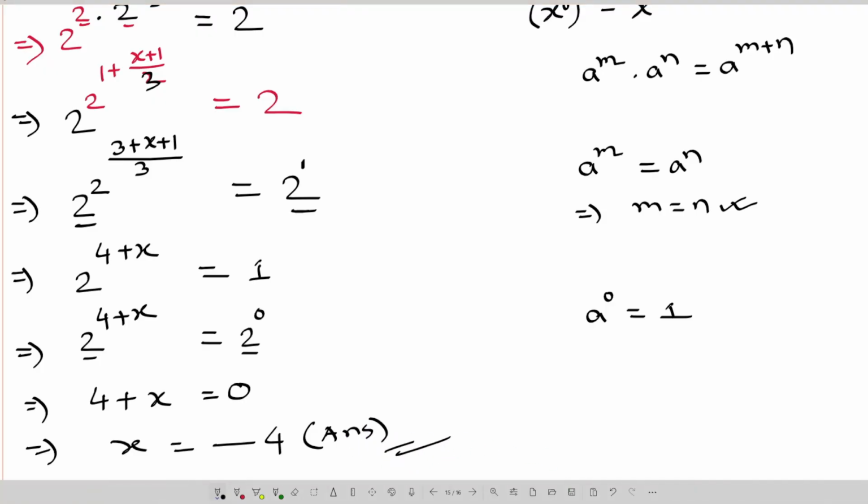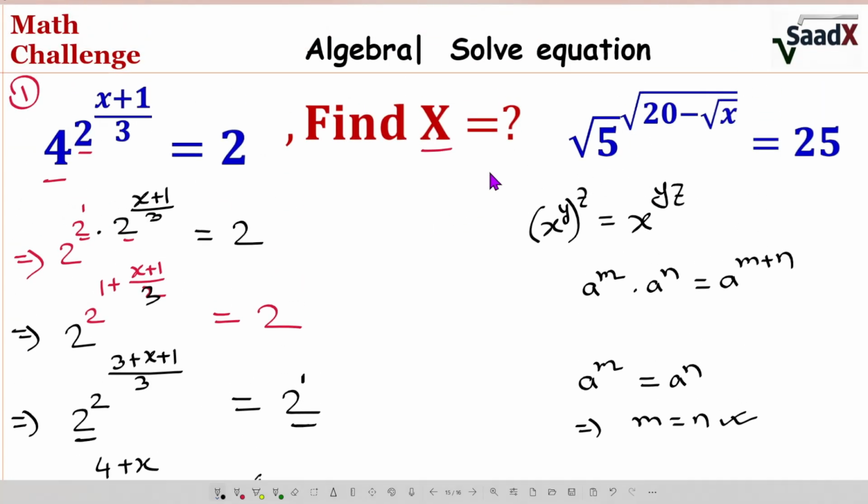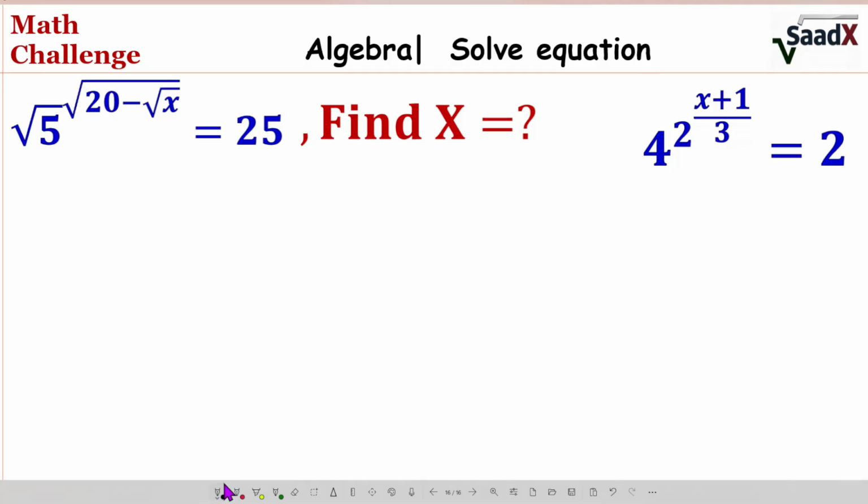This is very important math. So first math done, now we will start the second math. The question is root 5 to the power root 20 minus root x equals 25.